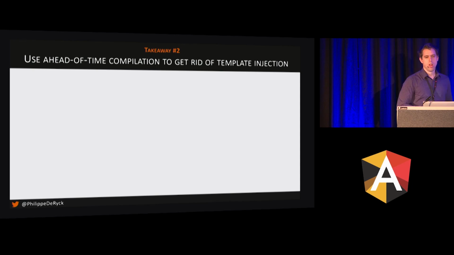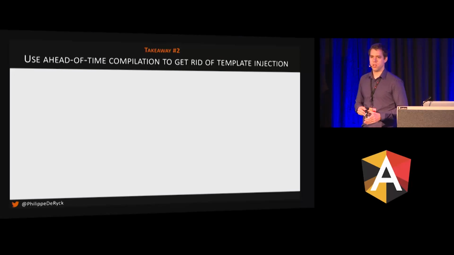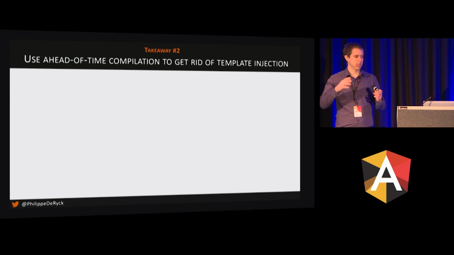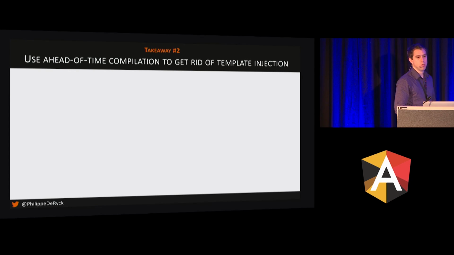Takeaway point number 2. If you want to get rid of this template injection, use this ahead of time compilation. By the way, ahead of time compilation is also wicked fast and has multiple other benefits, so it's definitely something you want to start using when you build Angular 2 applications.